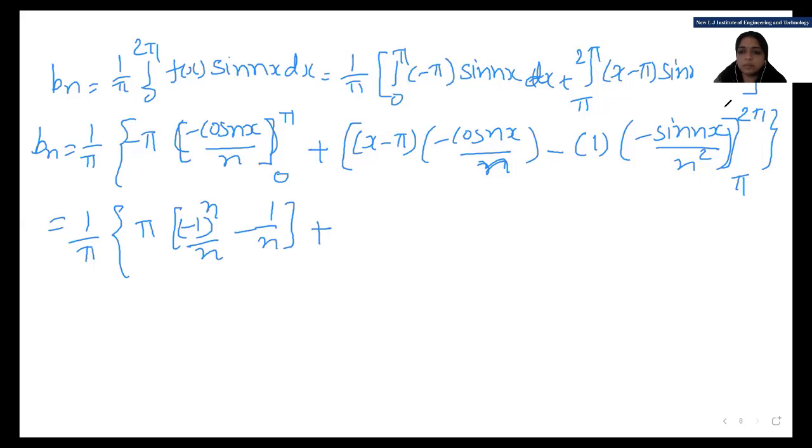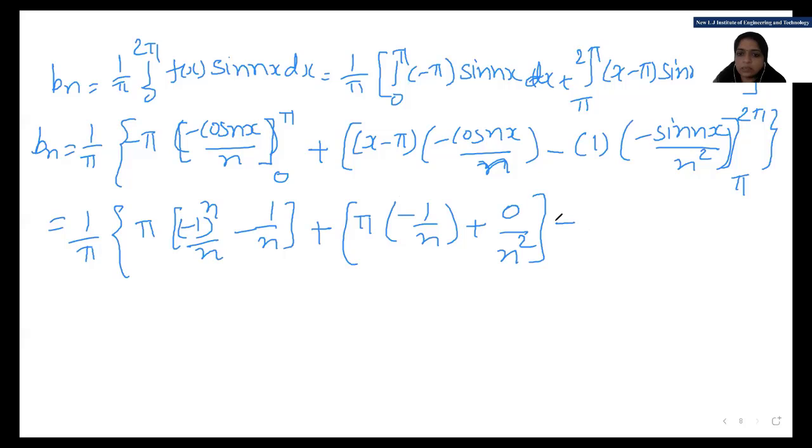Okay. Now if I apply my upper limit, so here x minus 2 pi. Please be careful, it is x minus 2 pi. 2 pi minus pi, that is pi, cos 2n pi, that is 1, minus sign is there, so minus 1 upon n. Here minus minus plus sin 2n pi. If I apply my upper limit, sin 2n pi is 0, right? So this is the value of the upper limit.